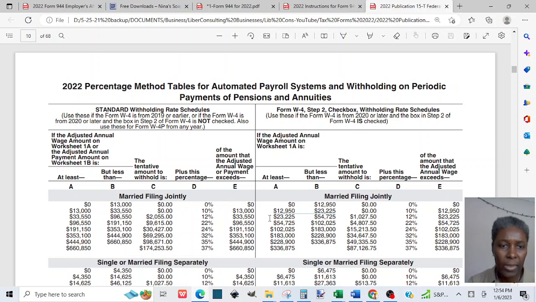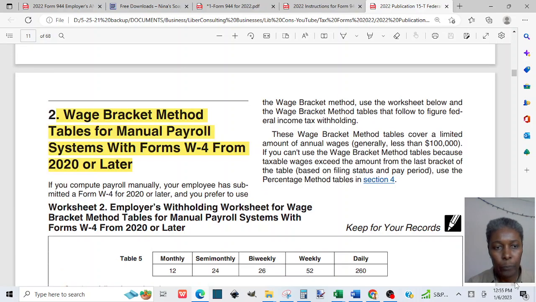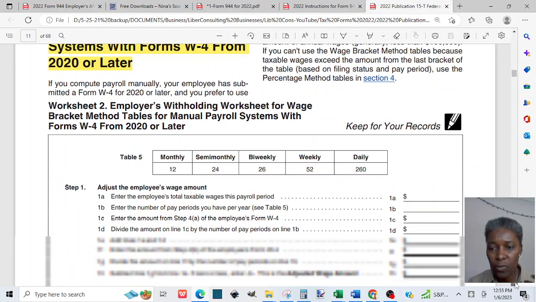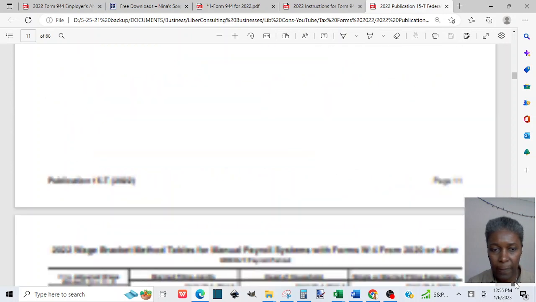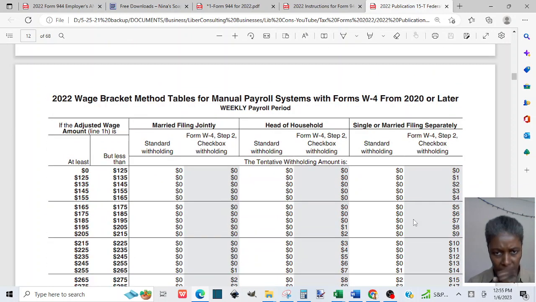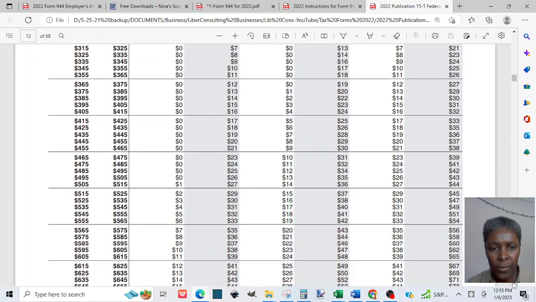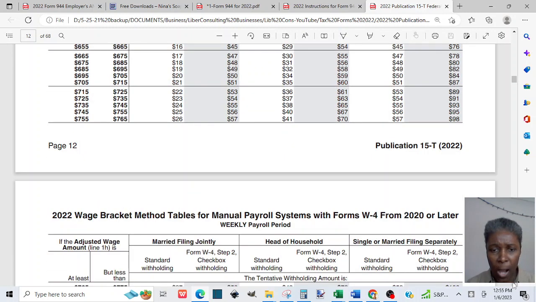Pretty much like that, you can use the percentage method, but it's more suitable if you are using a software type of payroll system. So the wage bracket is more for a manual payroll system. What that does is you have a weekly payroll period, you have bi-weekly, monthly, and so forth. So depending on how often you pay yourself, you will choose what works for you.